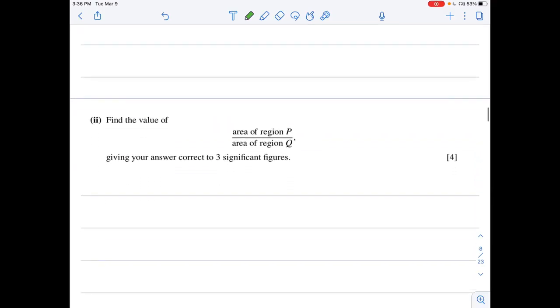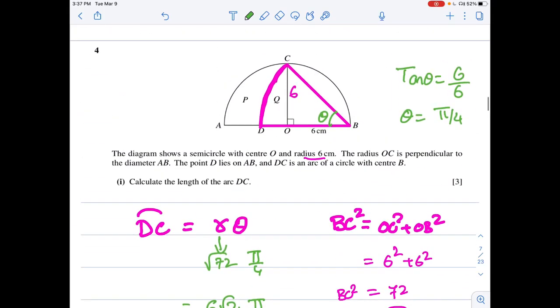Next, find the value of the area of the region P upon area of the region Q. So first of all, I try to find the area of the region Q. How do I find the area of the region Q? Q is this sector minus this triangle. Let me do it in blue color, this triangle. So I am drawing that triangle. Sector minus that blue color triangle, if I subtract this blue color triangle, I get the value of Q.